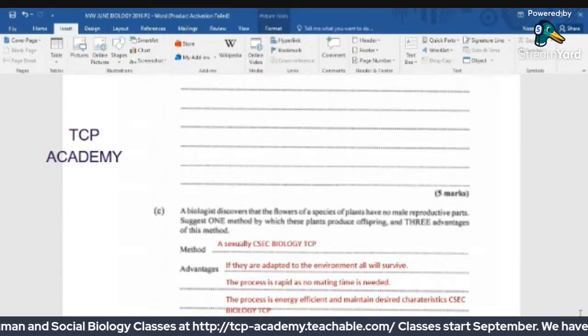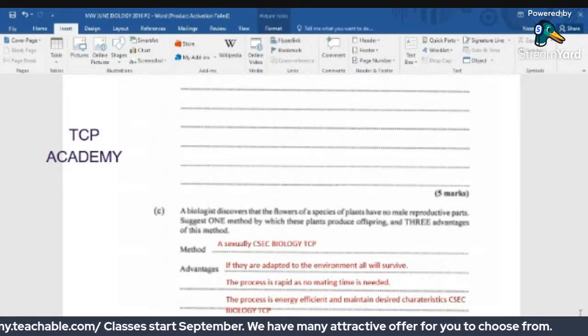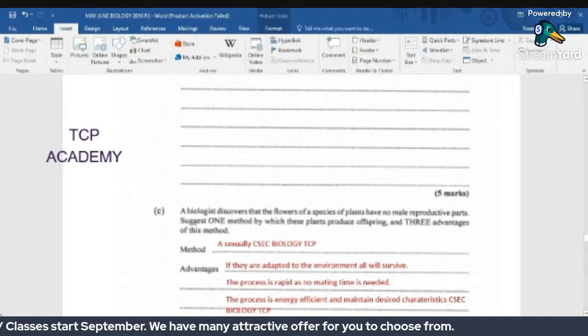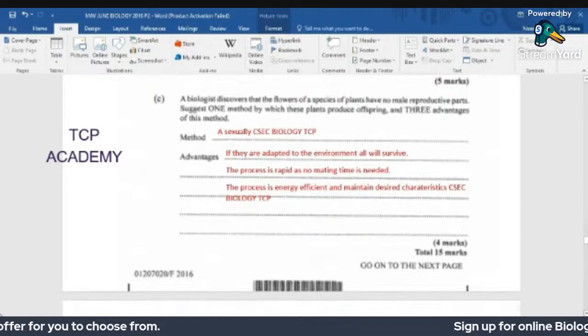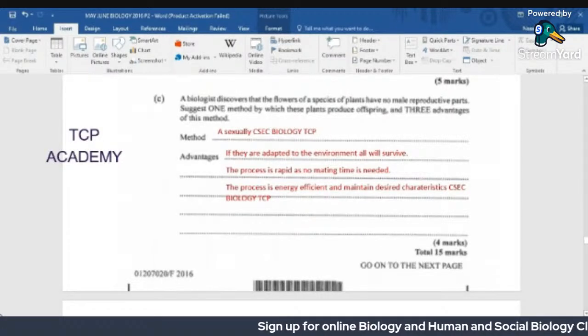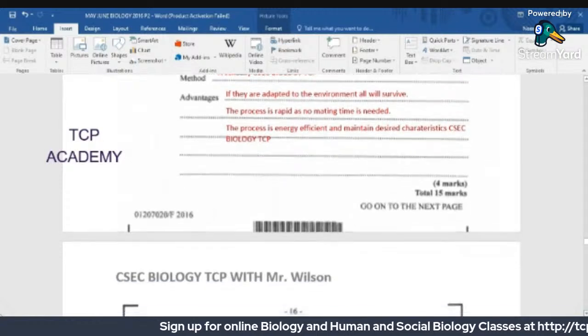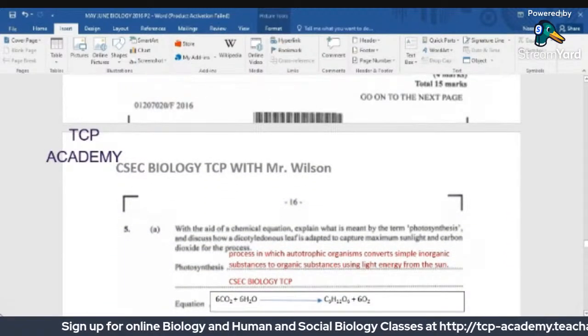The process is also energy efficient and maintains desired characteristics, if there is, of course, a desired characteristic. We're looking at a croton, and if you were to pull a part of that stem and plant it, you would get the exact croton, so that desirable trait would have been maintained. And we move on to question number 5.